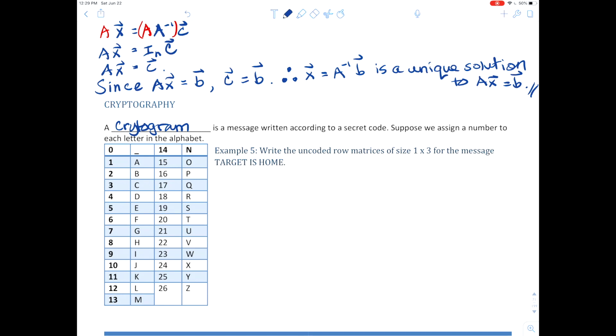Now, let's look at example 5. We want to write the uncoded row matrices of size 1 by 3 for the message TAR GET IS HOME. So row 1 would end up being what? We're doing 1 by 3s. So what number correlates to T? Beautiful, 20. And now we need the A. And then what? R is 18. Good. See where I'm going? That's TAR. And then now I'll do my next row matrix.